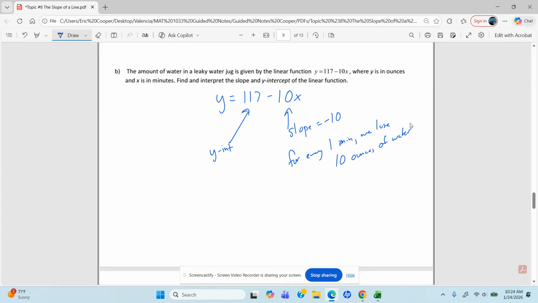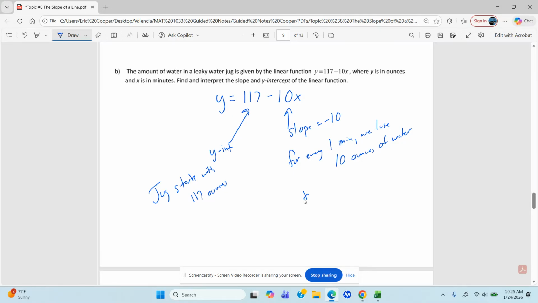But what does the 117 mean? Well, again, if x was 0, so we haven't lost anything, starting at 0, that means we started at 117. So our jug starts with 117 ounces in it. And for every minute we lose 10 ounces.